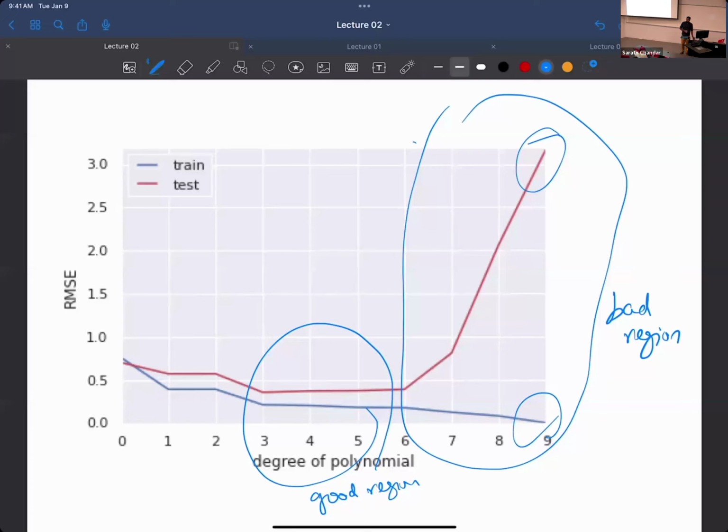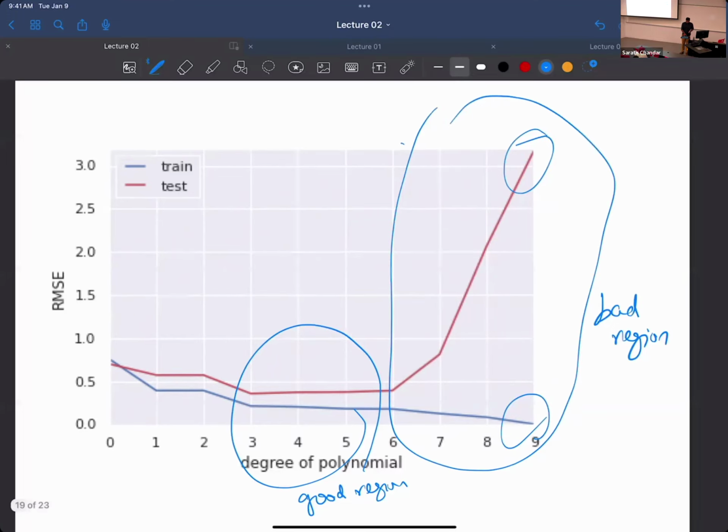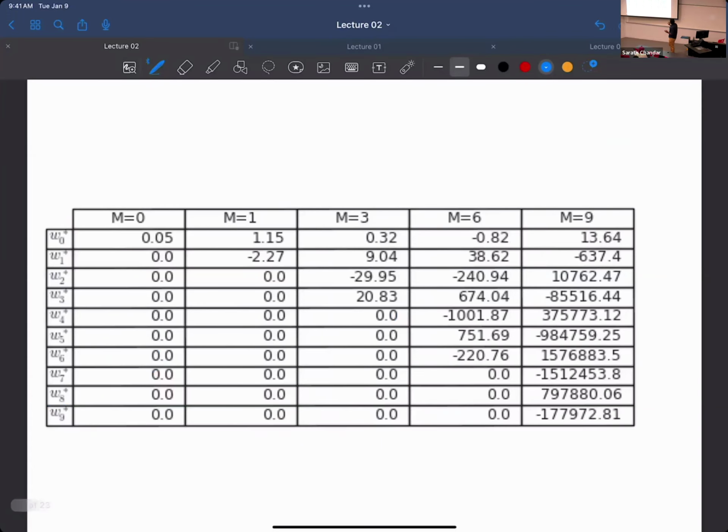Okay, so now we can actually verify this. We can verify that this is happening because there's only a training set and the model is just trying to fit the training set. So how do we do this? Here, I'm writing the solution for the polynomial regression problem for different degrees of the polynomial. When m is equal to 0, there's only one parameter, the rest is 0. When m is equal to 1, it's w0 plus w1 x. When m is equal to 3, it's w0 plus w1 x plus w2 x squared, and so on.